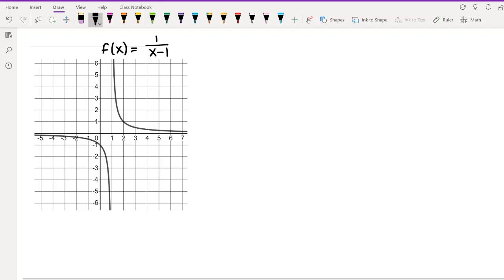So we can see from the graph, or you could tell just by looking at the function, that this has a vertical discontinuity or a vertical asymptote at x equals 1. And so the integral I want to do is the integral from 0 to 2 of 1 over x minus 1.